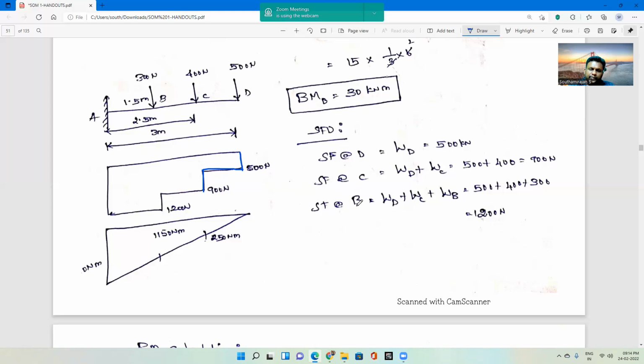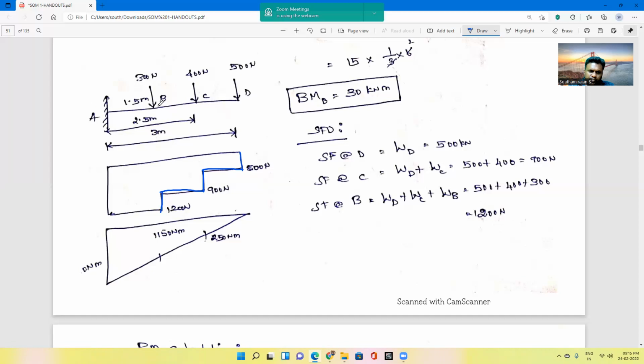Next at B point will be 1200. So in the distance from the B point to C point, there won't be any load. It is an empty member. So if it is an empty span, we have to draw a horizontal line. After that, at B point, we have calculated the value as 1200 Newton. So draw a perpendicular line for a magnitude of 1200 Newton.